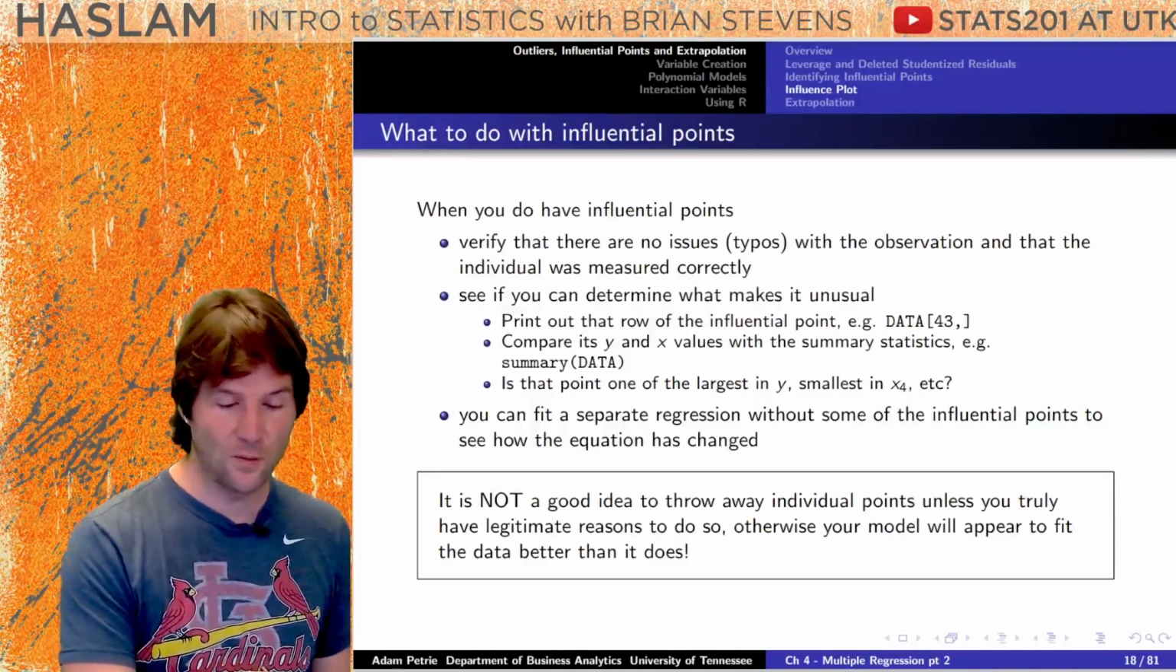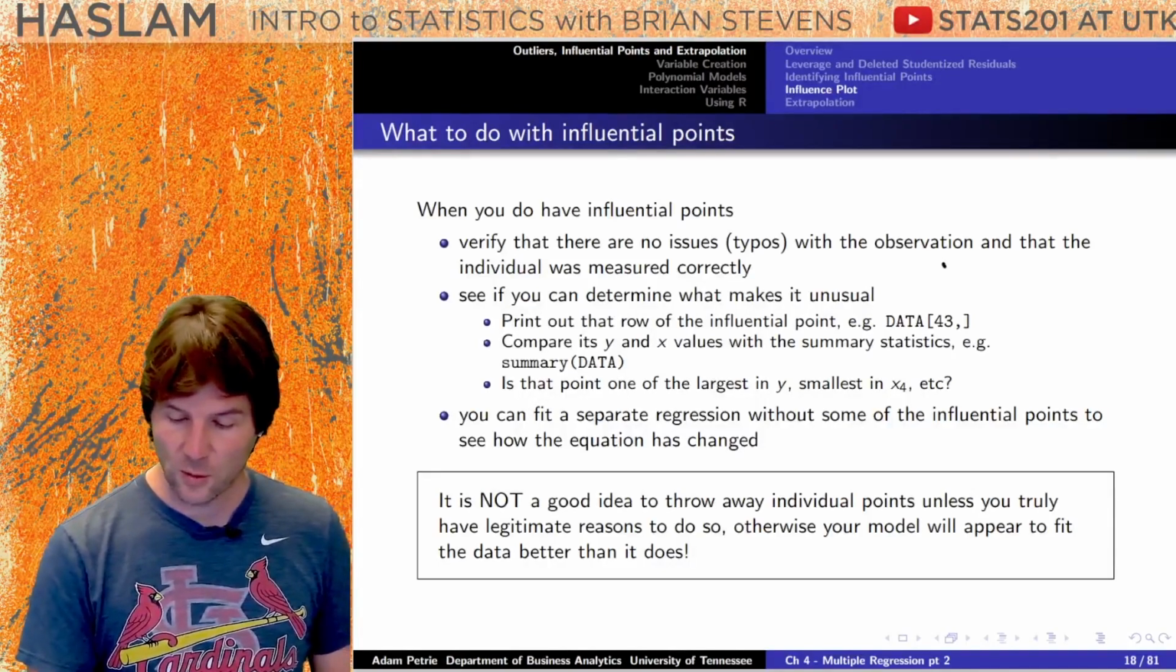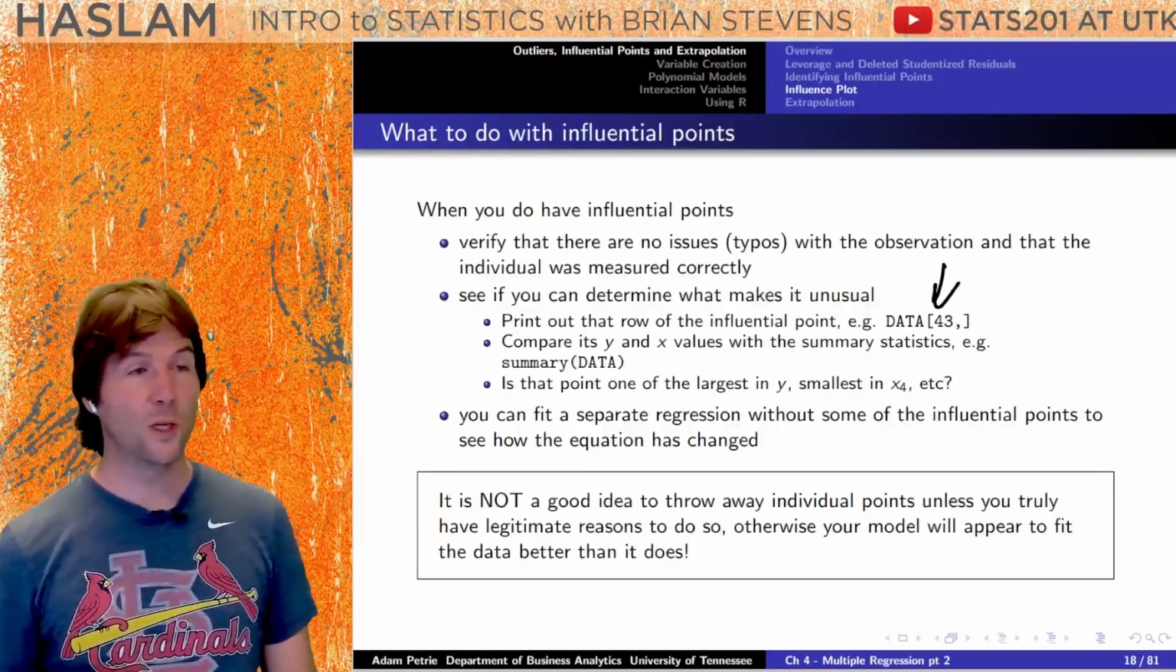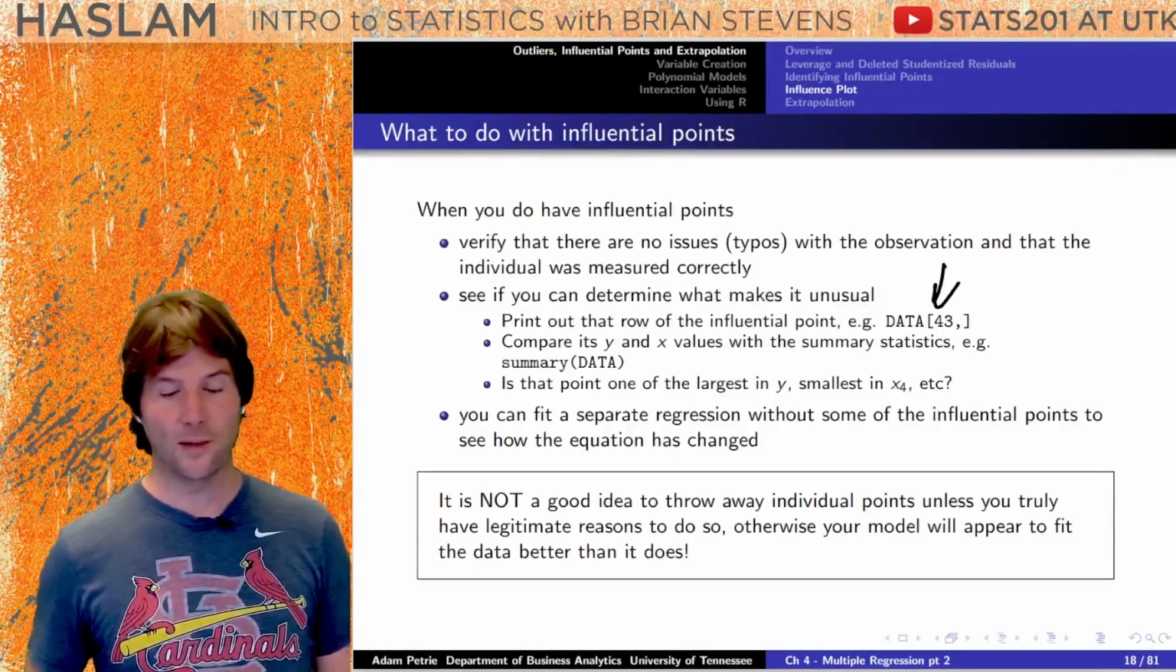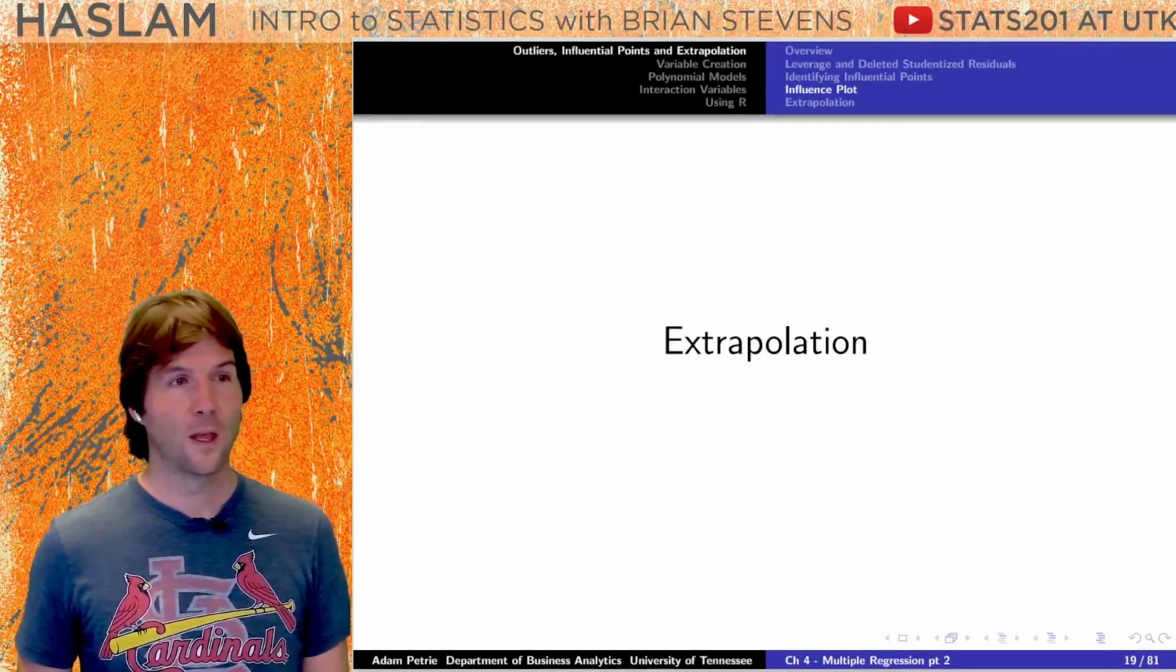Notice how it says data 43. Well, if you just put your row numbers inside of there, you will get those rows and you can look at them to see what's going on and why they have so much influence on your model.